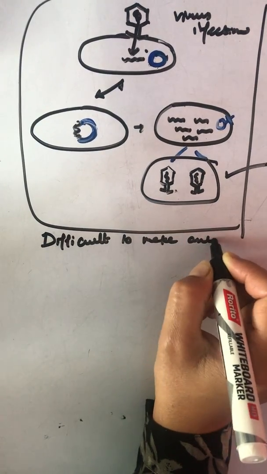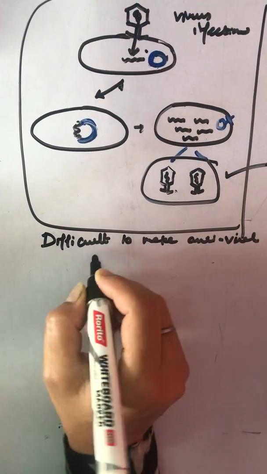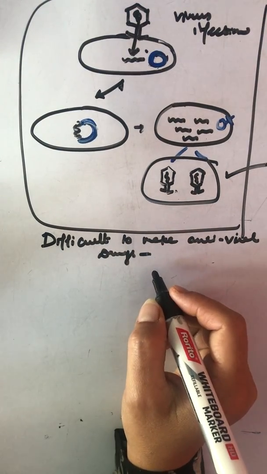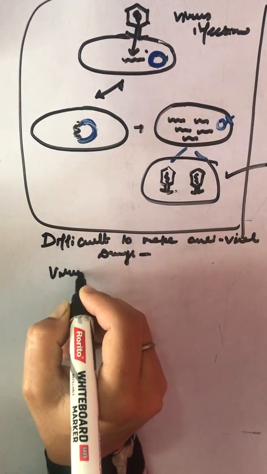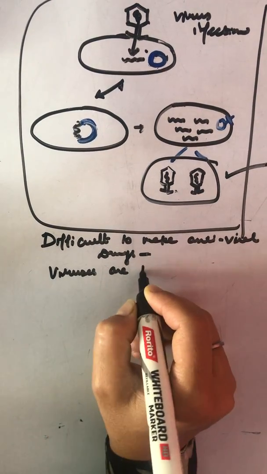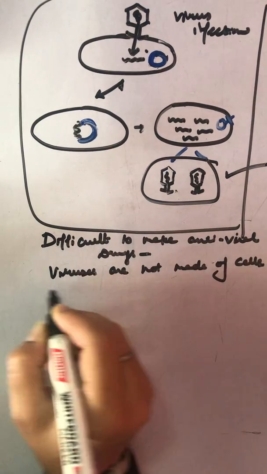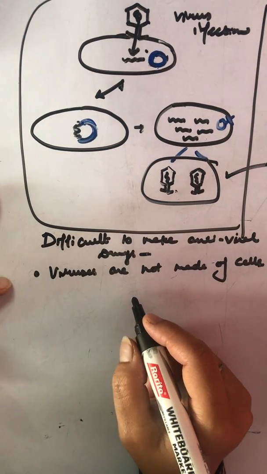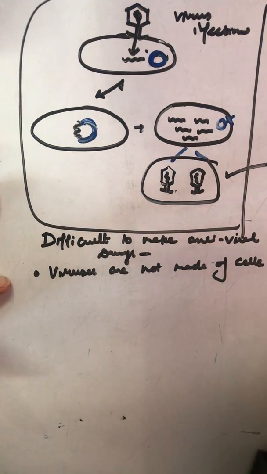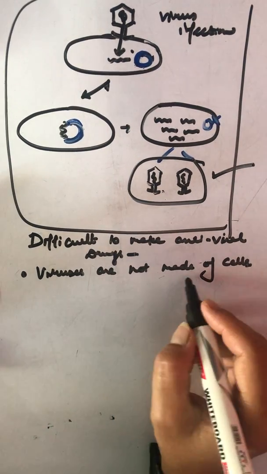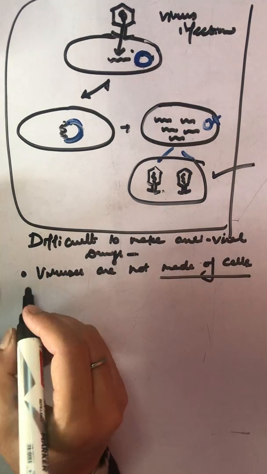It is very difficult to make antiviral drugs compared to making antibacterial ones, because first of all, viruses are not made of cells. Remember when we started our first chapter, we discussed the example of COVID-19. It is a lipid protein molecule, right? So these are not made up of cells, first thing.